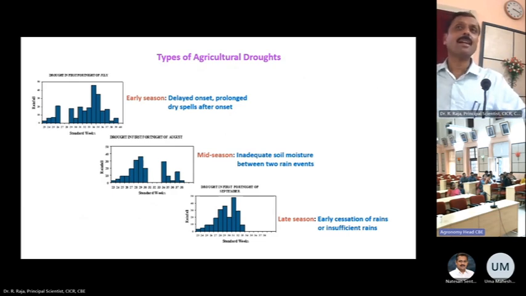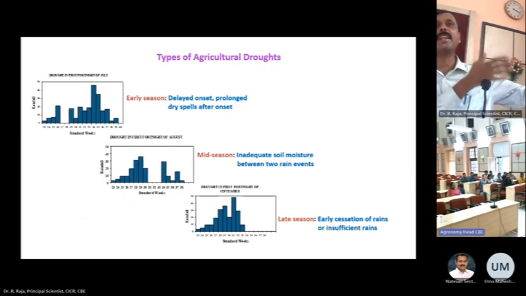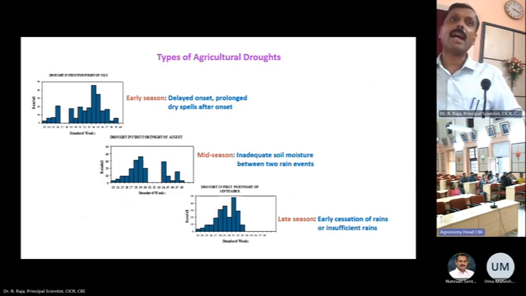Mid season, if you are having any foliar application, some drought tolerant varieties, those things only can save the farmer. Terminal drought, again, if it is a short duration variety, it can escape. Otherwise, at the maturity stage, we are having a lot of issues. Okay, especially cotton hybrids and all.